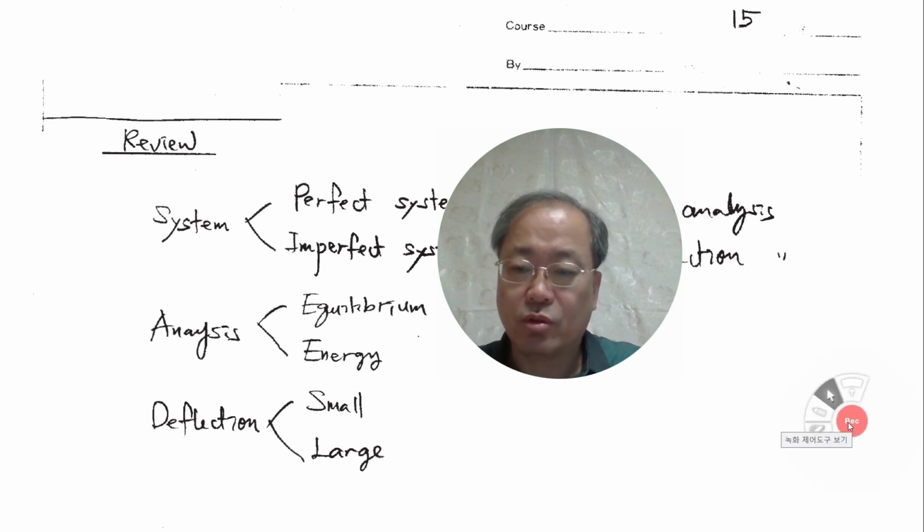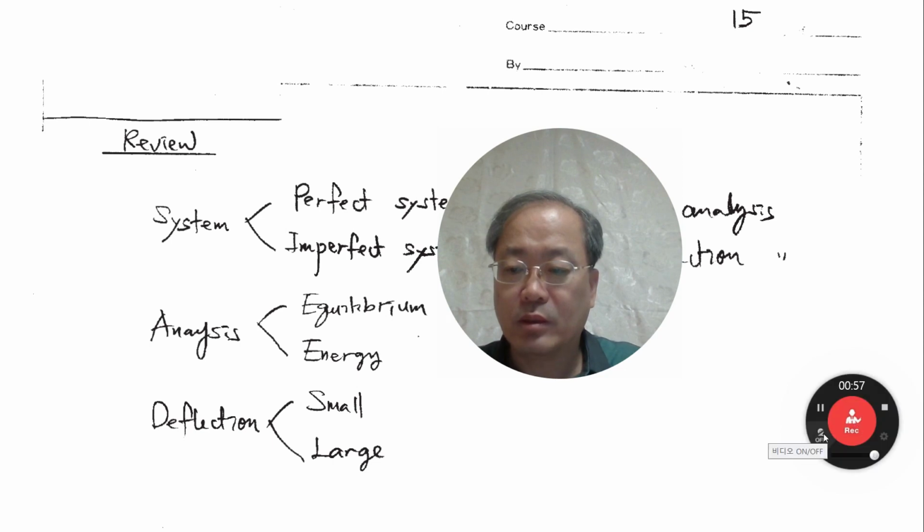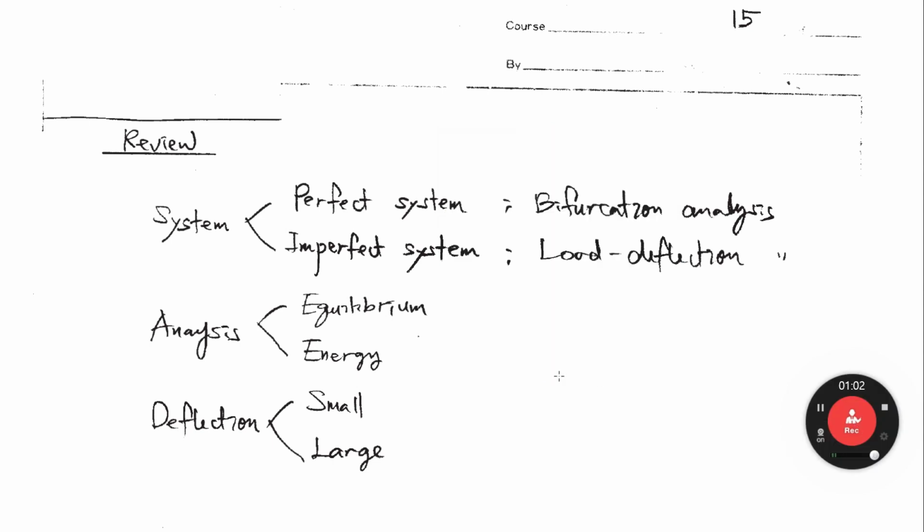Let's go to the second week lecture. Okay, so I'd like to review the last lecture. Firstly, the system, if you remember, there are a perfect system and imperfect system. In perfect system, we do the bifurcation analysis. For imperfect system, we do load diffraction analysis. We have two different analyses: equilibrium method and energy method. We assume two different diffractions: small diffraction theory and large diffraction theory.